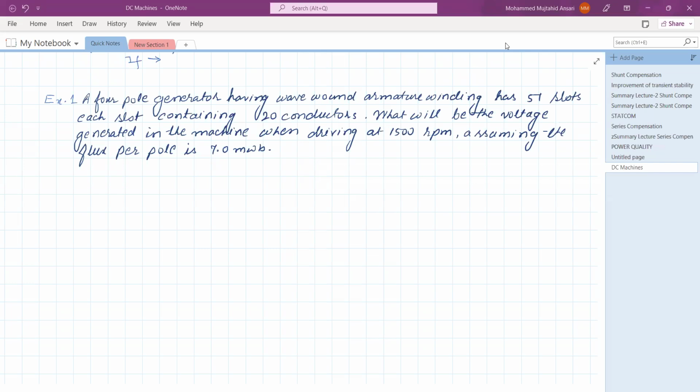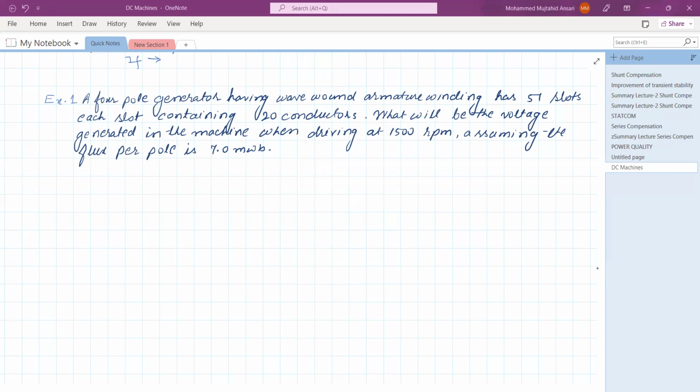In the previous lecture, the EMF equation was discussed, and we came across a formula: the EMF generated is equal to phi ZNP upon 60A, where A is the number of parallel paths. A is equal to 2 for wave winding, and for lap winding A is equal to P. So we will proceed with the same topic with some examples or numericals.